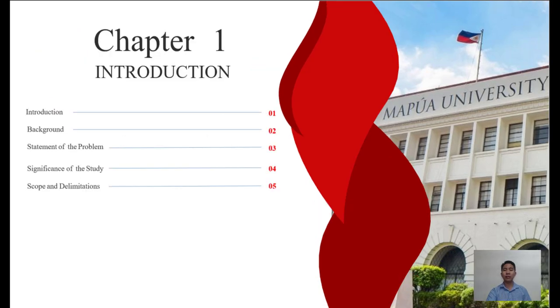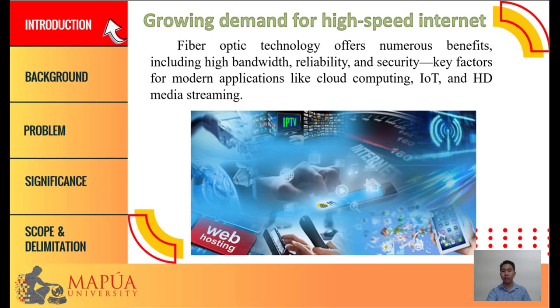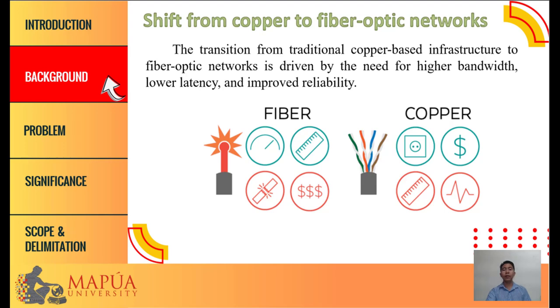This presentation is structured into 5 chapters following the paper's write-up. Let's proceed to the first chapter, the introduction. Fiber optic technology offers numerous benefits, including high bandwidth, reliability, and security. These are key factors for modern applications like cloud computing, Internet of Things, and high definition media streaming.